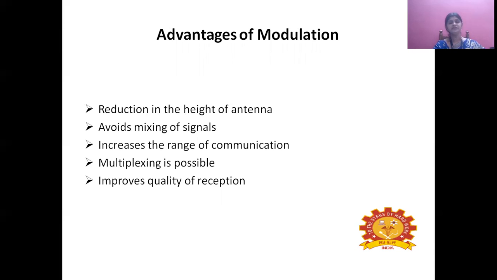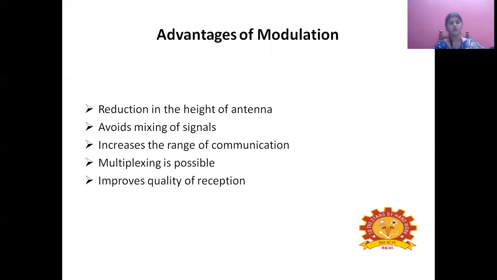Here, you already know that frequency and wavelength are inversely proportional to each other. So if the frequency is very low, the wavelength will be more, due to which the height of the antenna, that is the size of the antenna, is increased. It is impossible to construct such a size of antenna. So after modulation, the frequency of the signal is increased, which results in a decrease in the wavelength of the signal, due to which the size of the antenna gets reduced.